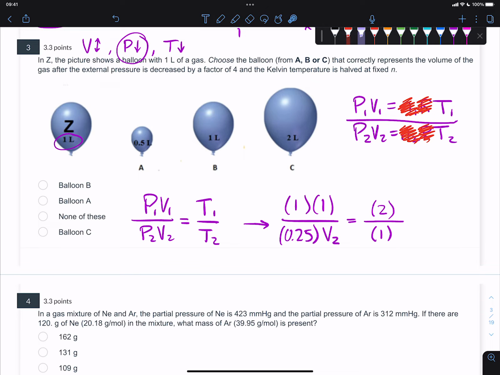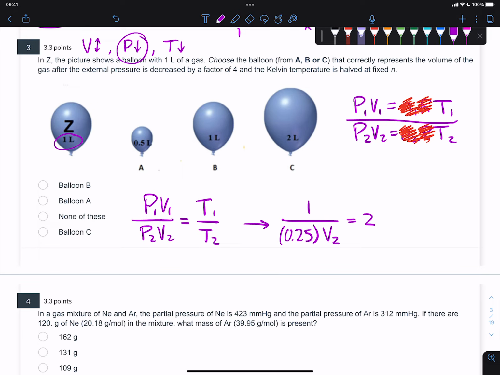So the pressure went down and the temperature went down because it says the temperature in Kelvin is halved at fixed n. Halved just means that whatever the temperature was in Kelvin, it was half of that. So any numbers can go there. Same thing with pressure. It's all ratios. All that to say that you're going to use algebra to solve for V2. Now, if you do choose a 2 over a 1, that makes it easy because this entire side over here just becomes 2. Also, the entire top becomes 1.